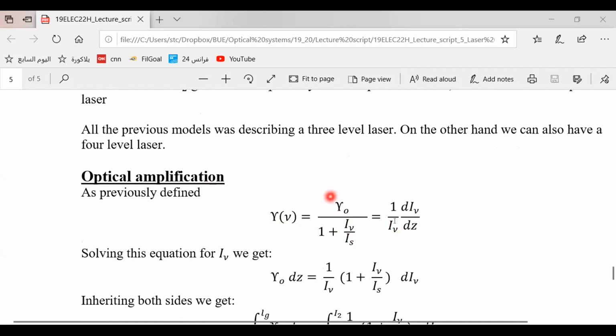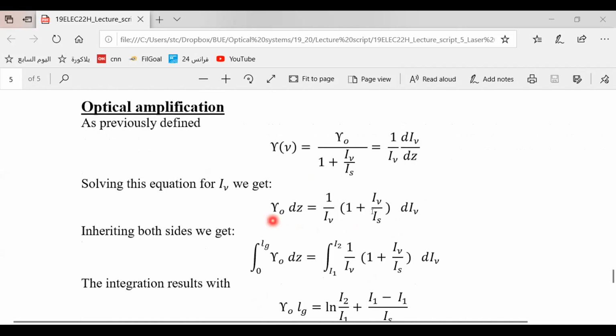Simply, you can make a cross multiplication between these two equations. Then gamma naught dz equals I mu, multiplied by 1 plus I mu over IS, times dI. This is a very simple equation. Now it's an integral equation. You can make an integration to both sides. This integration is over the distance, so we make it from 0 to Lg. Again, Lg is the length of the gaining medium. Gamma naught times dz, from 0 to Lg.